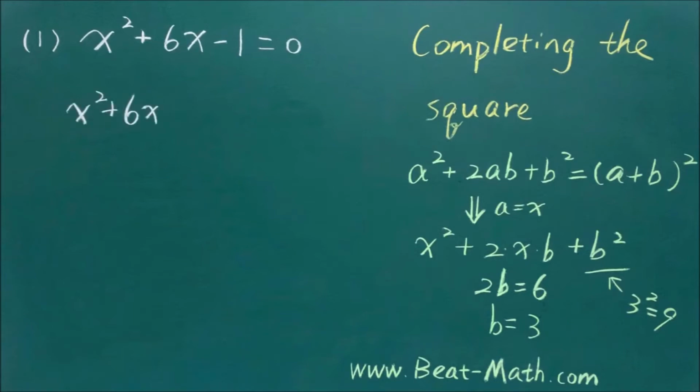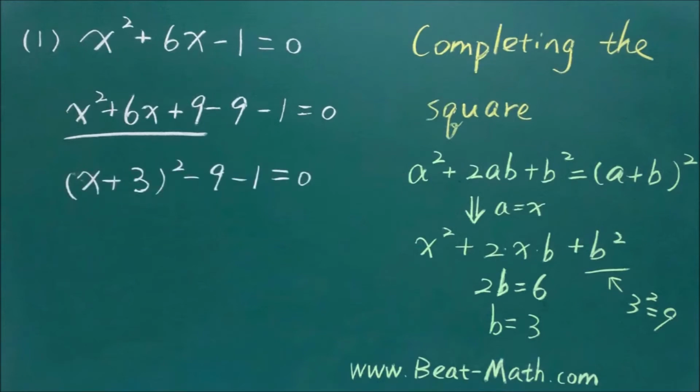So we get x squared plus 6x plus 9 minus 1 equals 0. x squared plus 6x plus 9 is the square of x plus 3, and the equation turns into (x plus 3) squared minus 9 minus 1 equals 0. We move the numbers to the right by changing their signs. If you're not familiar with this transposition method, check the link on the top right of the video.